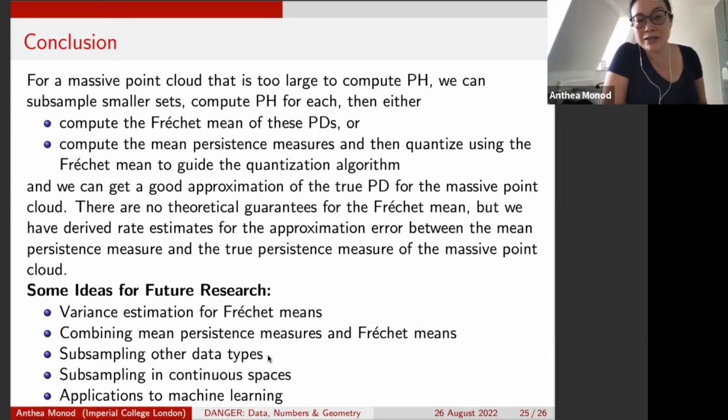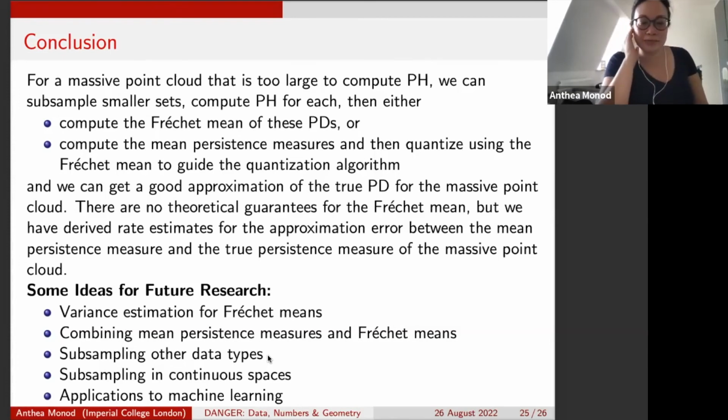There are no theoretical guarantees for the Frechet mean, because of the non-uniqueness of Frechet means, but there are theoretical guarantees for the mean persistence measure here, and we can tell you exactly how fast your subsampled approximation is going to reach the true value as well.